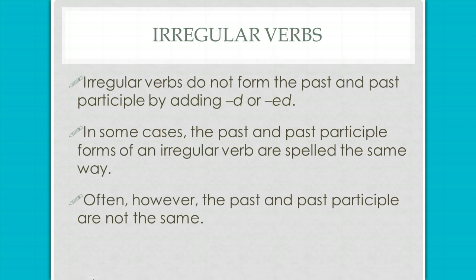Verbs that do not form the past and past participle by adding d or ed are called irregular verbs. In some cases, the past and past participle forms of an irregular verb are spelled the same way. Often, however, the past and past participle are not the same.